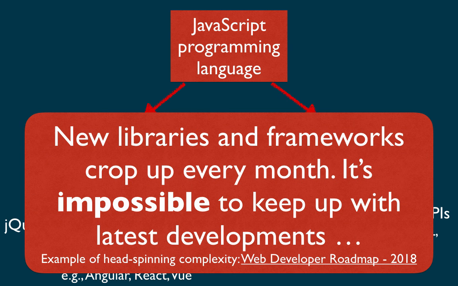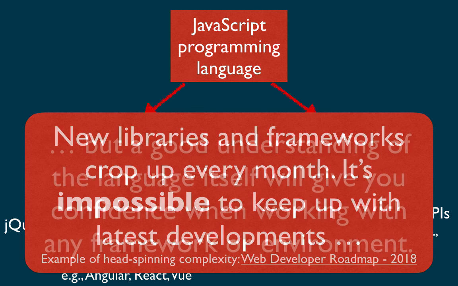So the note is that new libraries and frameworks crop up every month, and it's impossible to keep up with the latest developments. It's going to be a losing battle if you keep on trying to learn new frameworks and new libraries all the time. But the thing that stays in common and that's relatively stable is the programming language JavaScript, which is above, right? The base core programming language. And that's what I want to cover in these lectures.